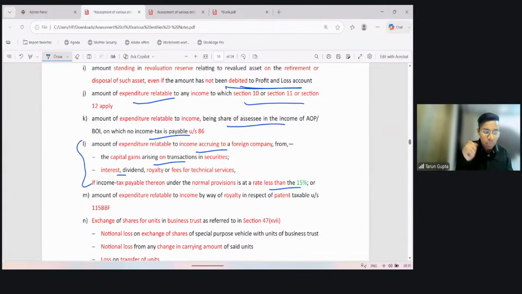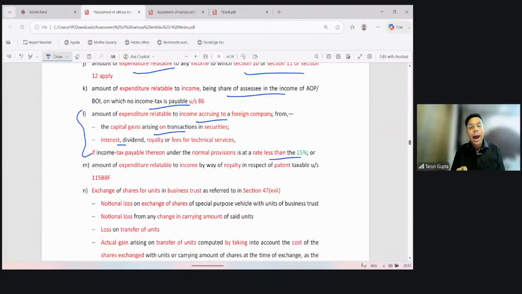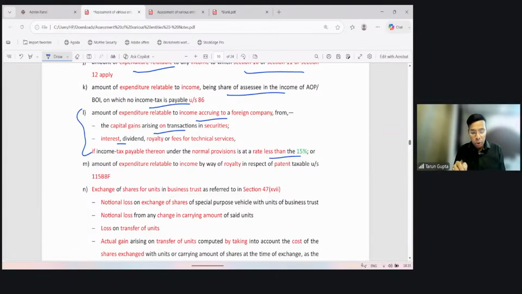Then MAT is not applicable on these incomes as well if they are taxable in the normal provision at a rate less than 15%. Then any expenditure relatable to the royalties in respect of patent taxable under section 115BBF. So this royalty is not liable for MAT. So any expenditure in respect of this royalty is also added back.